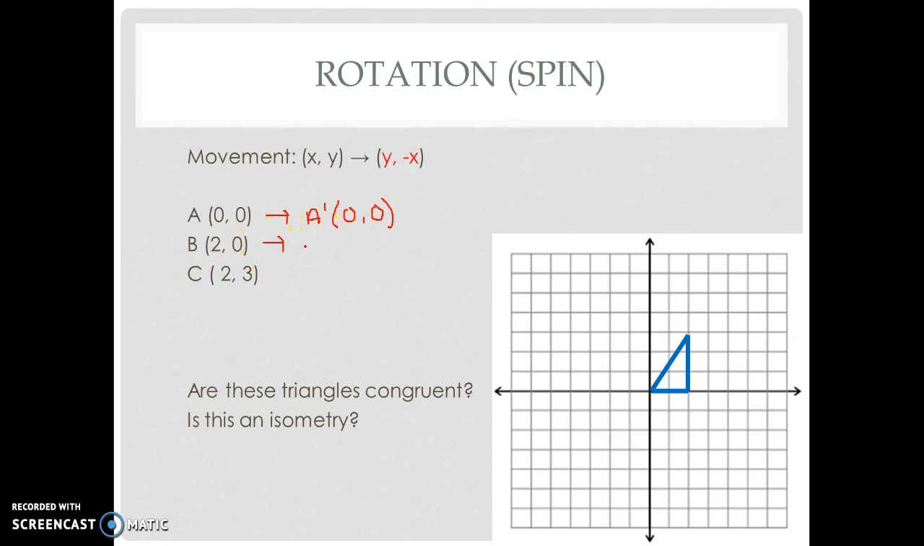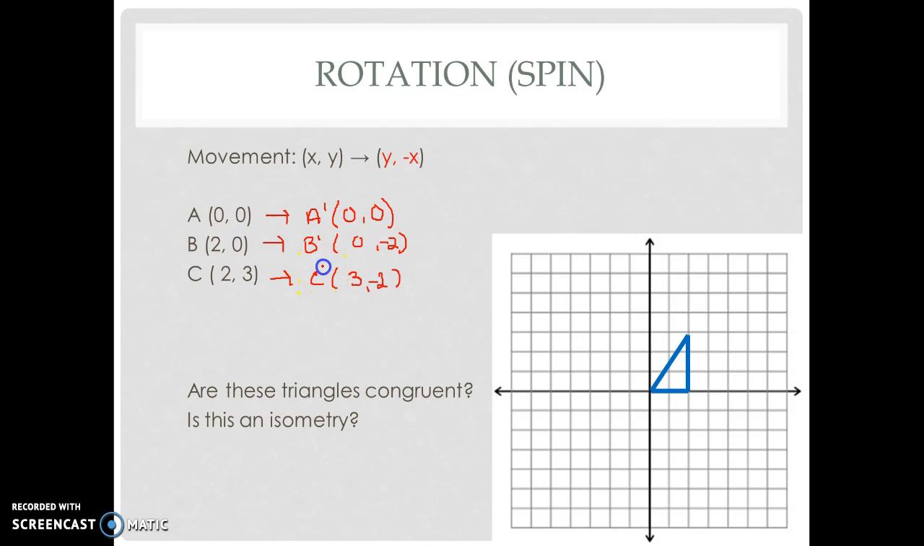B prime, first thing we do is we switch the order. So instead of 2, 0, we now have 0, 2. And we switch the sign on our second number. So it was positive 2, it's now negative 2. And then for C prime, first thing we do is switch our x's and y's. So instead of 2, 3, we have 3, 2. And again, we put a negative in front of the second number. So it was positive 2, it's now negative 2.